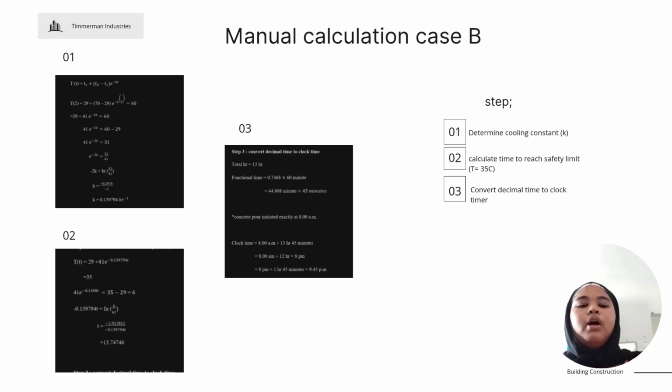And step 3, we convert to clock time. As engineers, we can just tell a site manager, you have 13.747 hours. We need a real clock time. We break down the decimal: 13 hours is clear, and 0.7468 of an hour equates to roughly 45 minutes. If our concrete pour initiates exactly at 8 a.m., adding 13 hours and 45 minutes means our absolute deadline to finish operation safely is 9:45 p.m. that same evening. So that's all for me. Thank you.